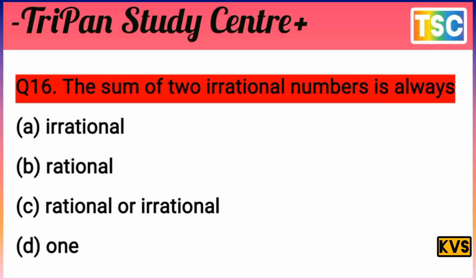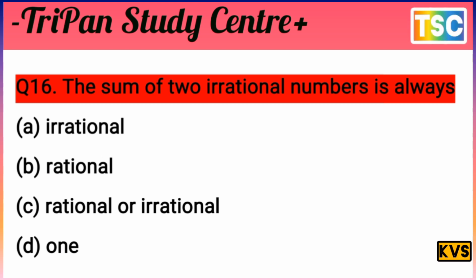Let's see the answer for this question. The question is clear. The sum of two irrational numbers is: A, irrational number; B, rational number; C, rational or irrational number, both; D, none. You know that the answer is clear here.